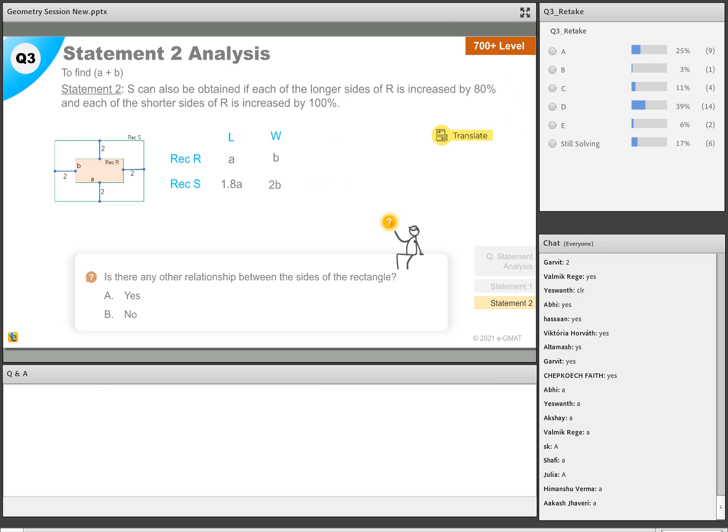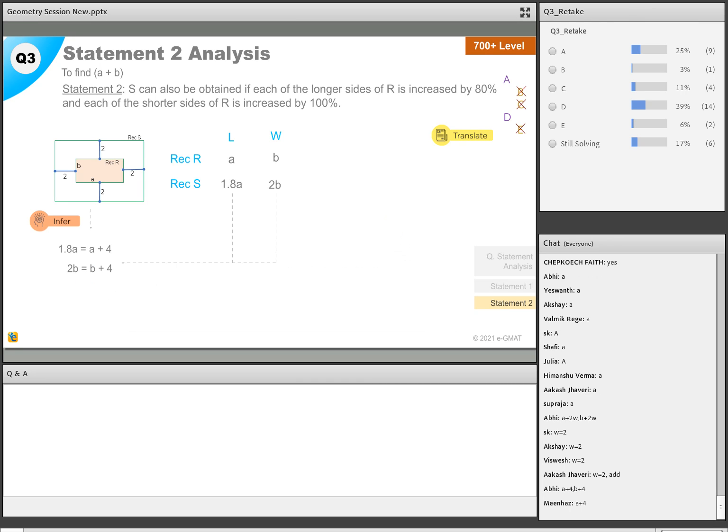Okay, is there any other relationship that you can remember from this question, or from the question stem, or anything else that you can remember around the side lengths? Okay, so Abhi tells me it's a plus 2w and b plus 2w. Abhi, did we have a more simplified version of that? We did, right? We knew that these terms are a plus 4 and b plus 4. Absolutely. So we need that information with us. So we know that this is a plus 4, this is b plus 4.